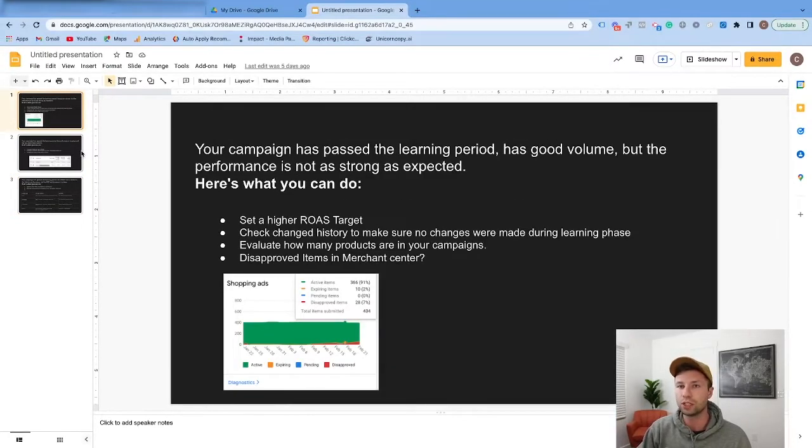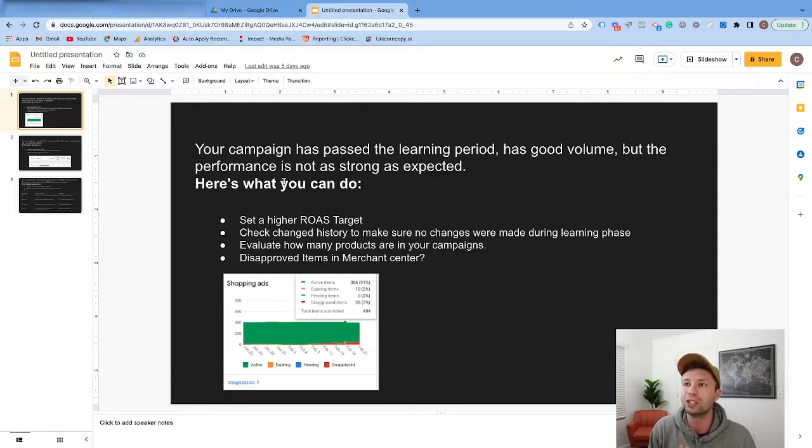So here's the situation that you're in if you are on slide 1. Your campaign has passed the learning period, has good volume, but the performance is not as strong as expected. Here is what you can do if you are in this bucket. 1, you can set a higher target ROAS. You're like, duh, Corbin, of course I can do that. But a lot of people overlook that. That's definitely always a lever that you can use. You can always play with that target ROAS to make it higher or lower.